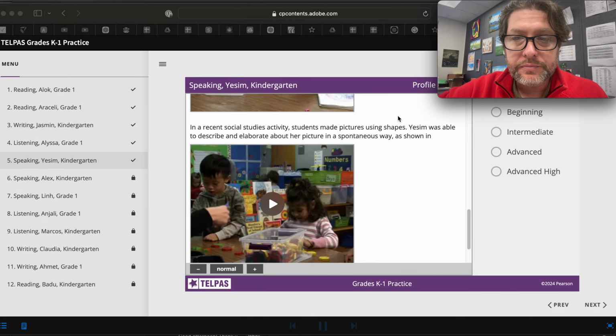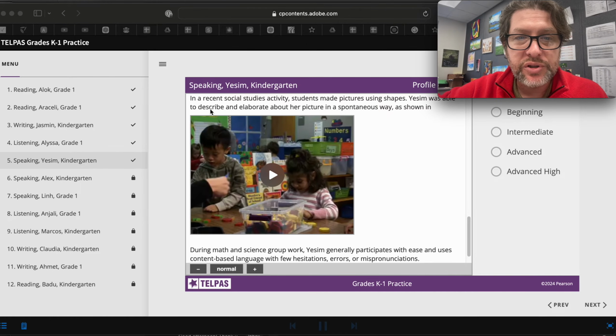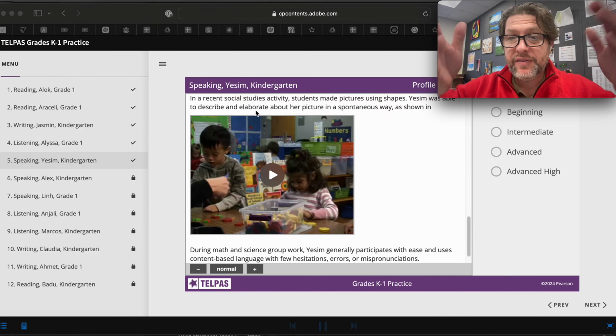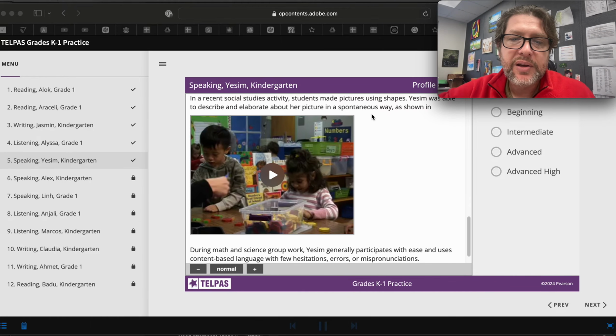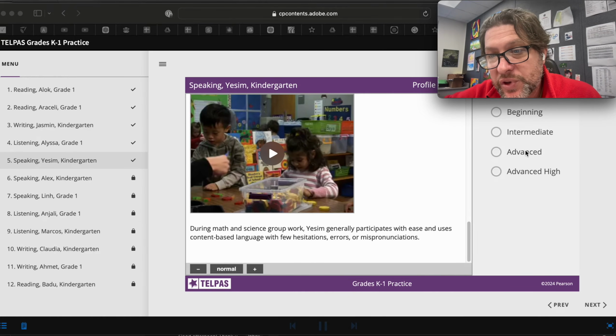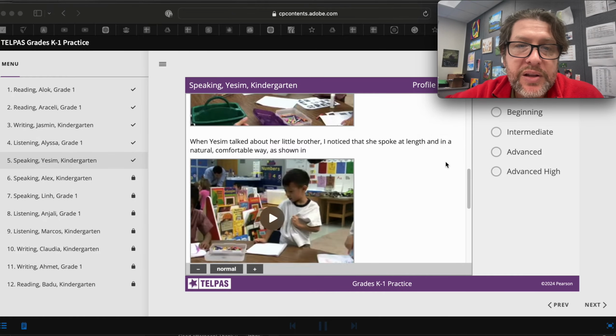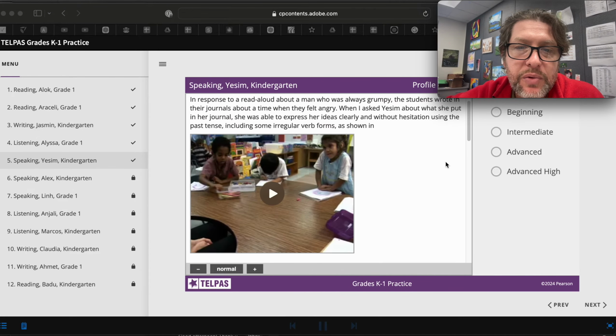Let's see what this one says. She was able to describe and elaborate, so giving more details. Advanced might just be describe in some detail, but if you're elaborating and you're doing it in a spontaneous way, I'm thinking we know it's here or here, right? Let's listen to her and see what you think.